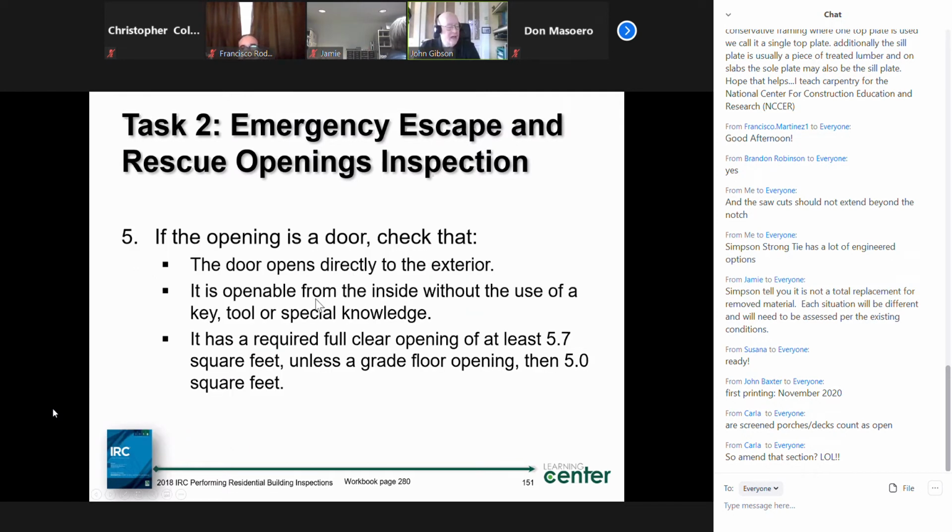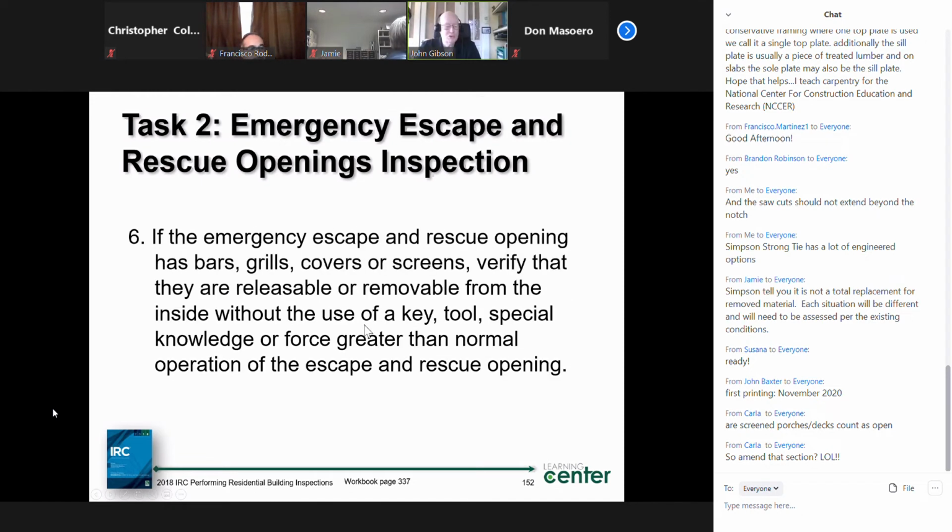We do want to have it, if it is a door, that it does go to the exterior and it meets those same conditions of square feet and, again, tools, special knowledge, keys. For any kind of bars, grills, security covers that you may have in place, once again, it says use from the inside without tools, special knowledge, or force greater than normal operation of the window.